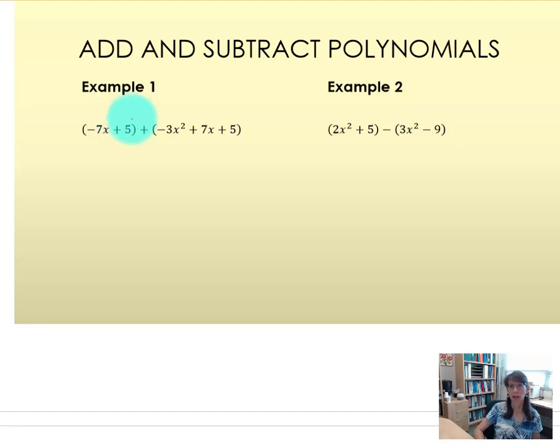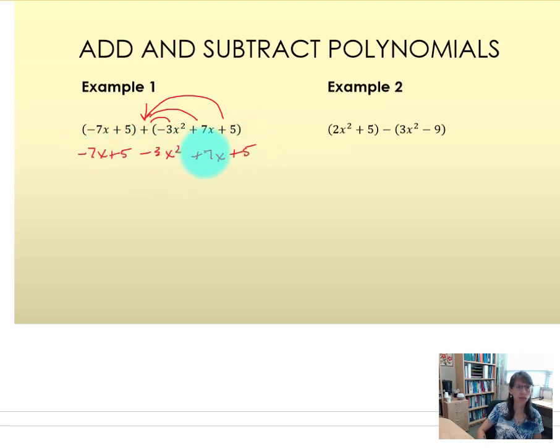To add or subtract polynomials, make sure you're checking what the sign is. So I've got a quantity added to another quantity. With this plus sign, a positive 1 is actually being distributed to every term in the quantity. And we know that multiplying by positive 1 does not change the sign of the terms. So basically, we are just removing the parentheses. So our first term is negative 7x plus 5 minus 3x squared plus 7x plus 5.